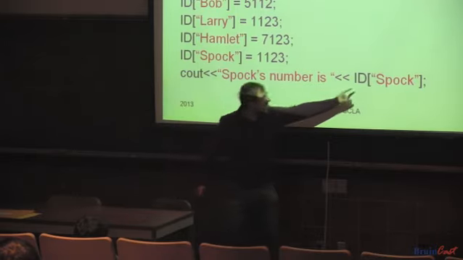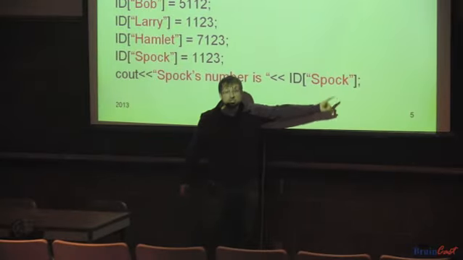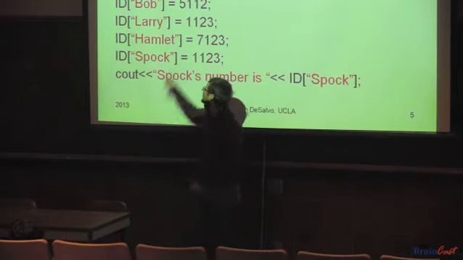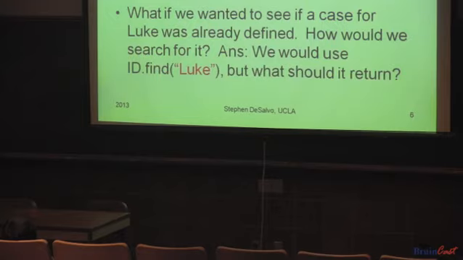Okay. So every time you try and call or get access to Spock, it searches for that element and then it returns the value. So it's not like a vector in that it just knows exactly where to go. It actually takes this binary search tree structure, searches for the value, and then returns the value at that node.